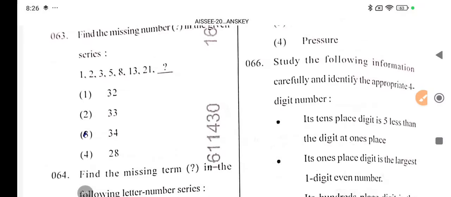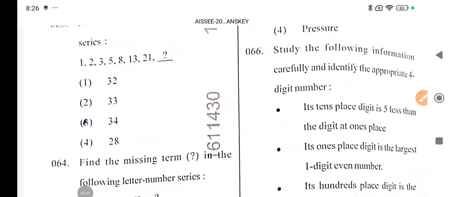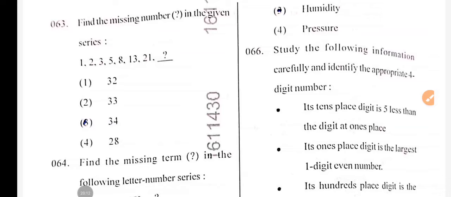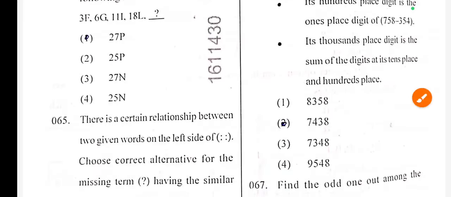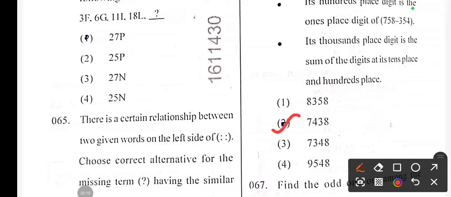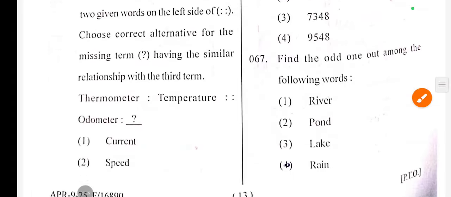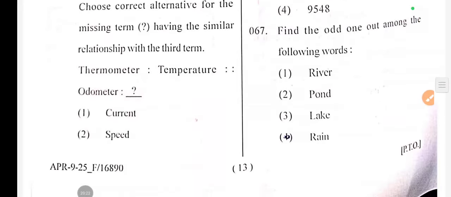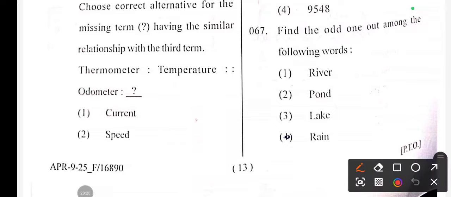Question number 66. Study the following information carefully and identify the appropriate 4-digit number. Answer option 2, 7438. Question number 67. Find the odd one out among the following words. Answer option 4, rain.